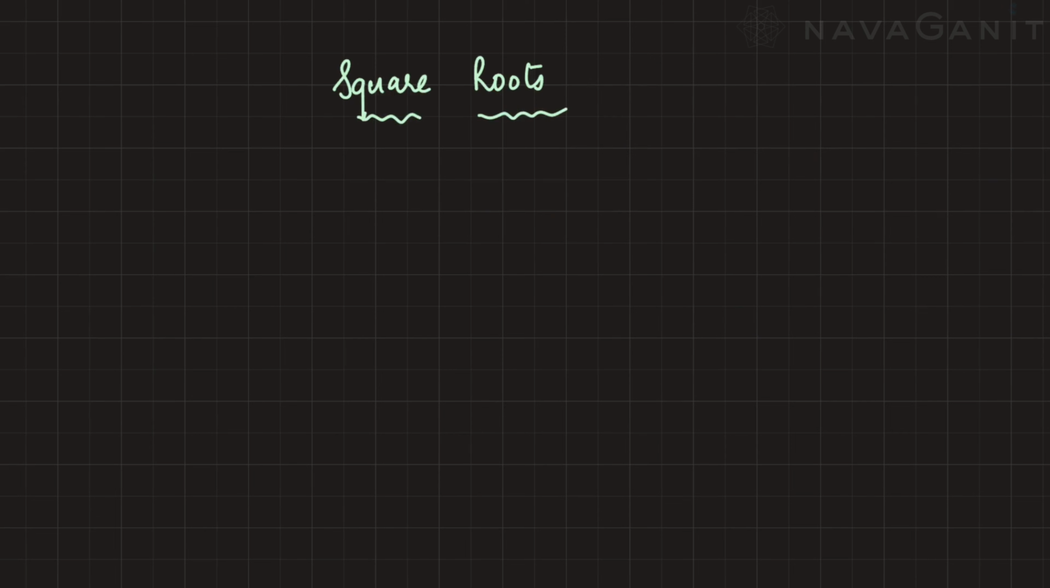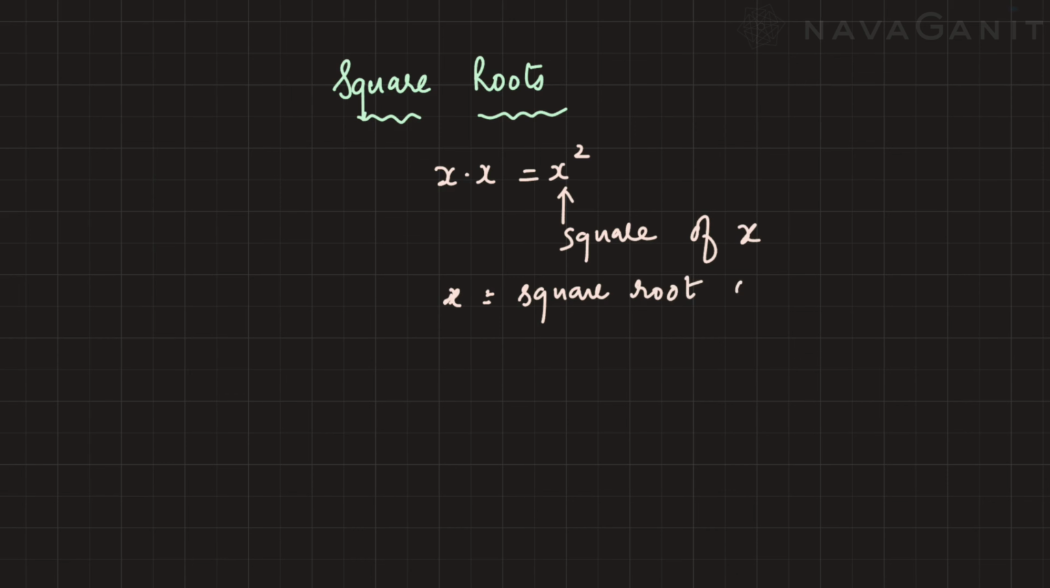What are square roots? The square of a number is obtained by multiplying the number by itself. Say we have a number x and I multiply it with another x. So I'm multiplying the number by itself. I end up getting what is called the square of a number, x square. So x square is called the square of the number x, and x in turn is called the square root of x squared.